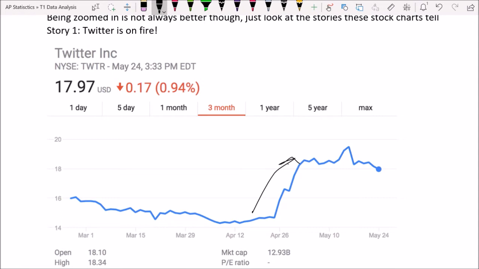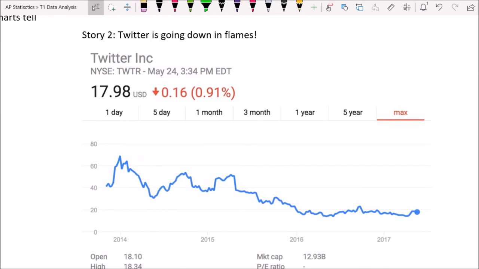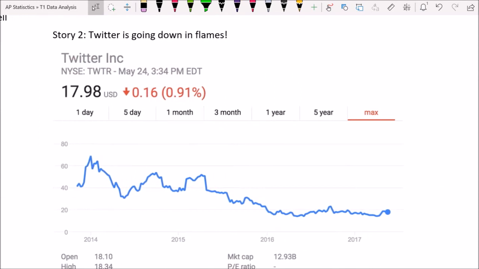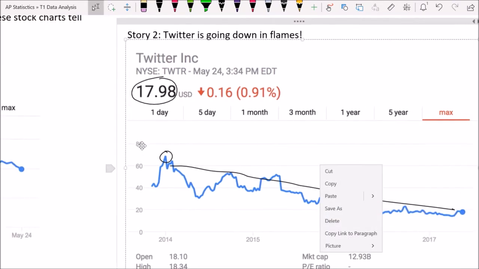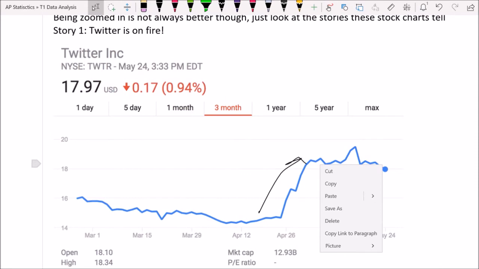But if you zoom out, and this is only a 3-month period, if you zoom out and look out over the long term, you can see that actually Twitter's been going down for a long time. It was over 60 at one point, close to 70, and now it's at $18. Yikes. So the two stories here, the first story is, wow, Twitter's on fire, it's coming up.